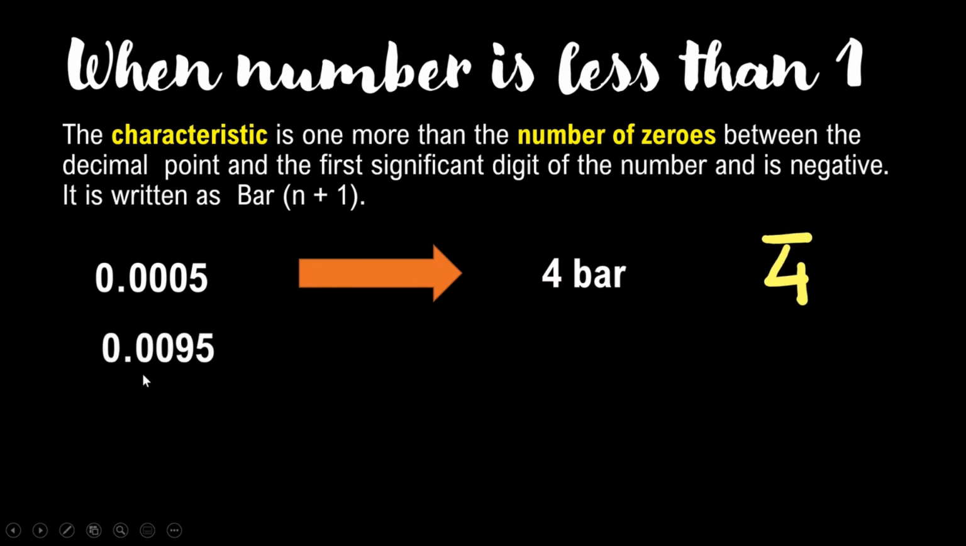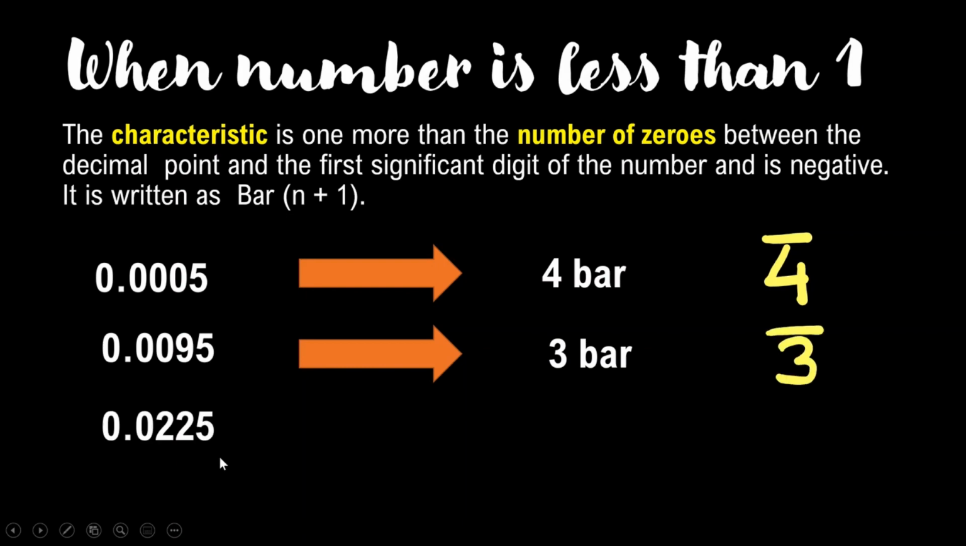Similarly, the second example is 0.0095. Find out the characteristic of this particular number. Pause the video and think about it. Yes, you are right, it is 3 bar, because there are 2 zeros, and so it should be 3 bar. Similarly, 0.0225, what can be the characteristic of this number? Yes, you are right, it is 2 bar.